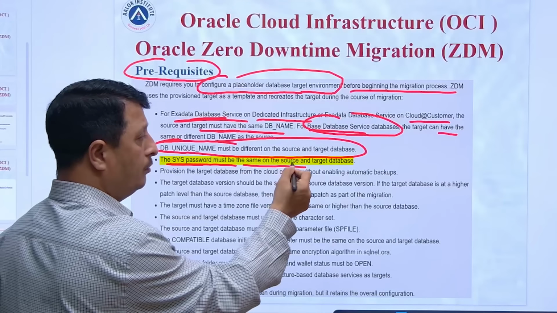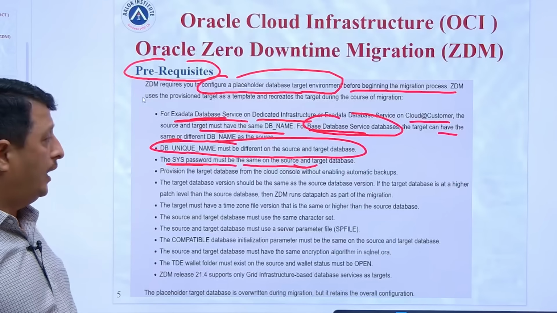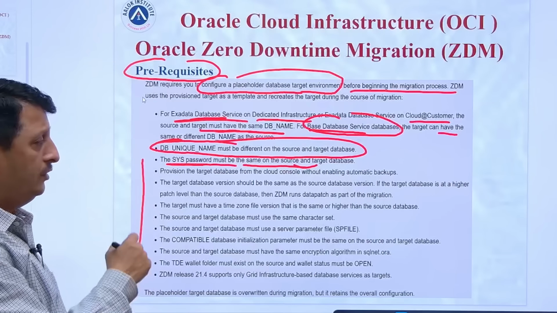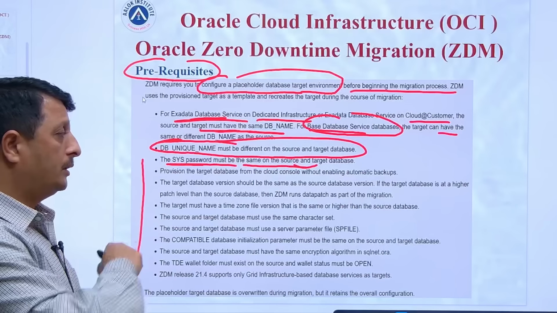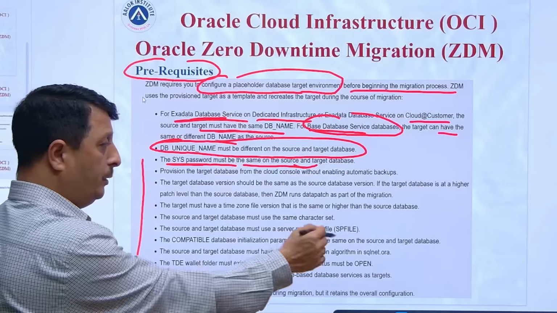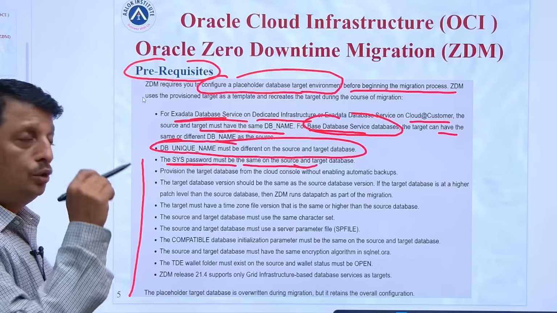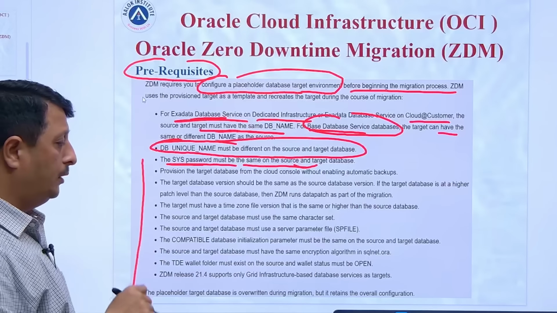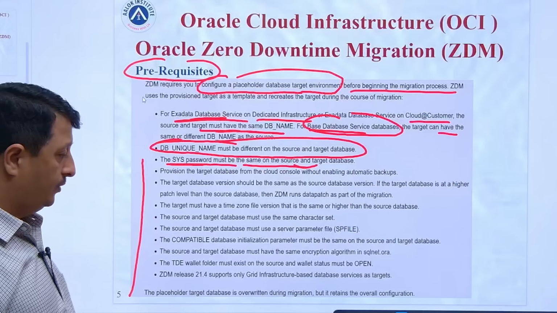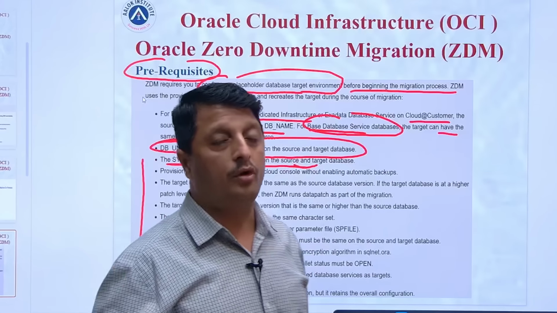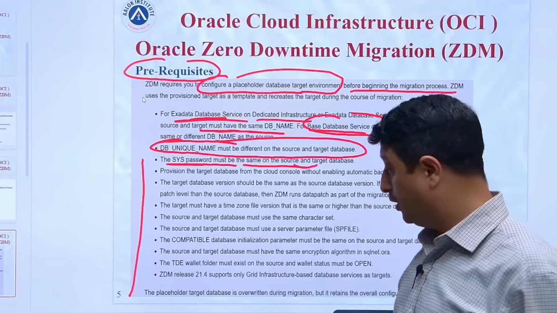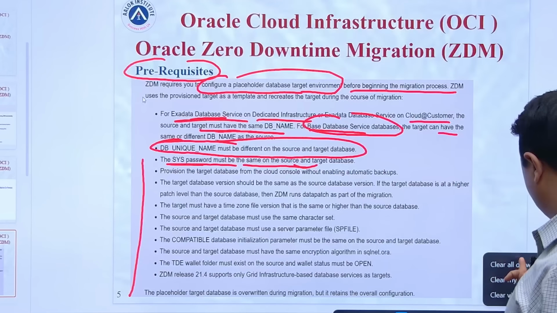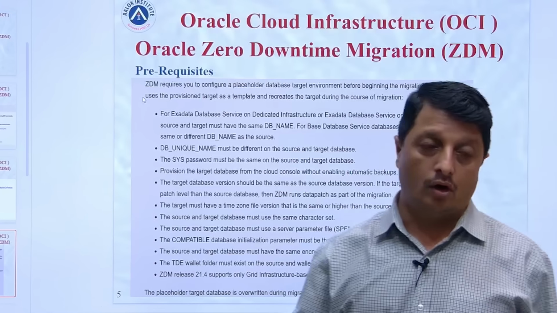Source and target sys password must be the same, and so on and so forth. They give you a list of the things you need to make sure are the same, not the same, or different. You should have an SP file, you should have a time zone, and you should have compatible. You have to double check what is possible and what is not possible. If they do not follow the prerequisites, then your migration may fail. It's important to note all of those.